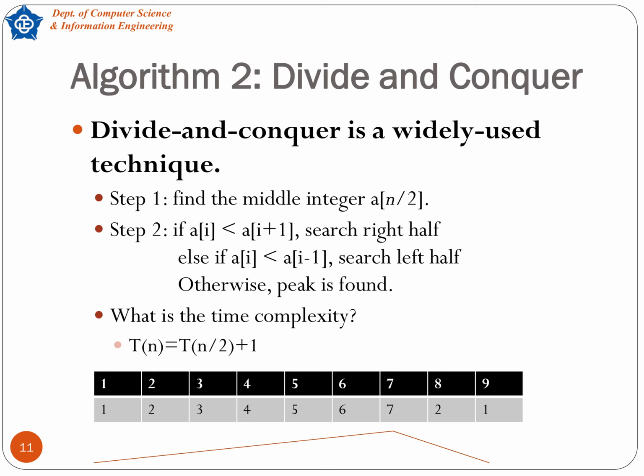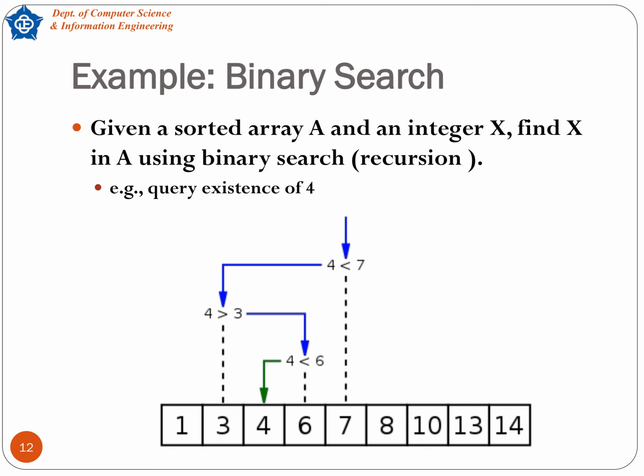This gives us the recurrence, T(n) equals T(n/2) plus 1, which solves to O(log n) time. For example, take this 9-element array: 1, 2, 3, 4, 5, 6, 7, 2, 1. We start at index 5, value 5. See, it's less than 6, so we move right, land on 7 at index 7, and immediately find our peak.